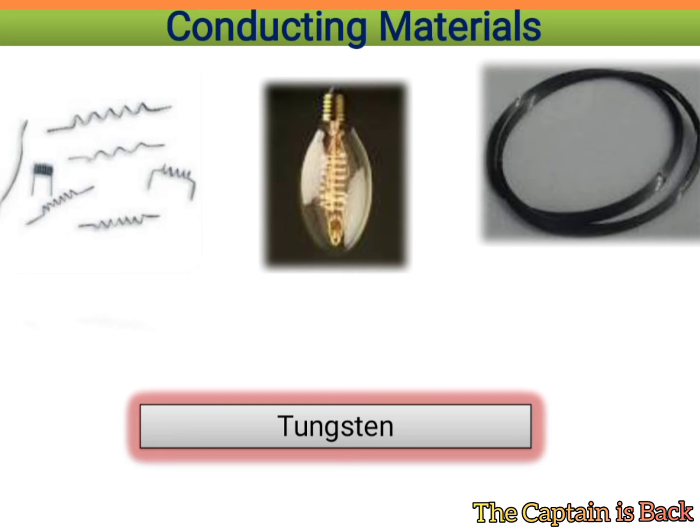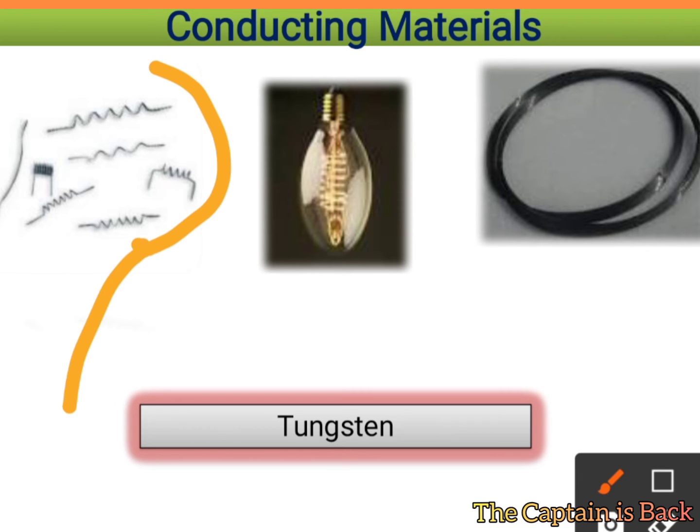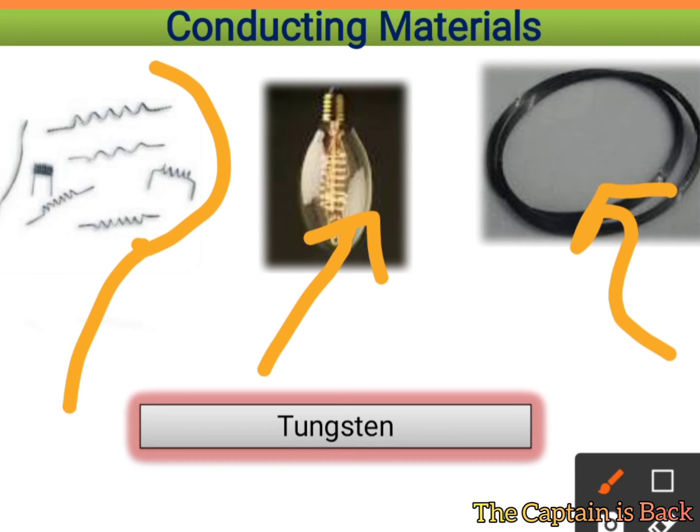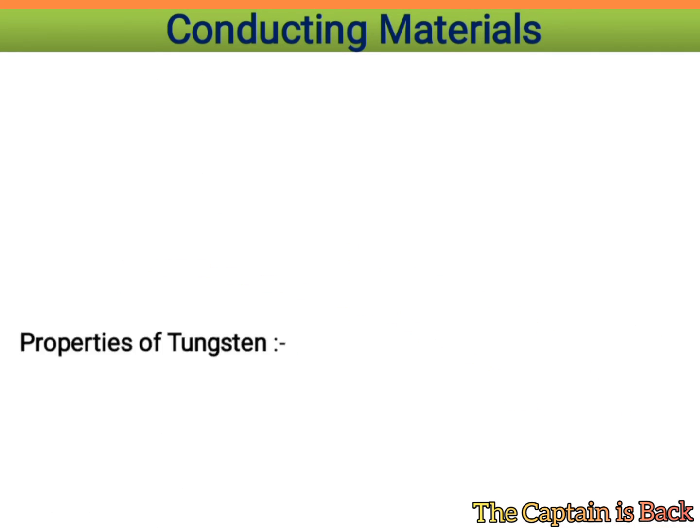Okay, let's take examples one by one. Tungsten. I was telling you just a few minutes before, it is used in bulbs. These are all the filaments you can see present here. This is what you can see in the bulb. This is how it actually looks. Wire comes in this form. This is all about tungsten. Let's take the properties of this and something more about tungsten one by one.